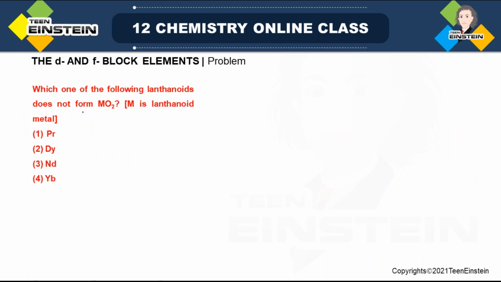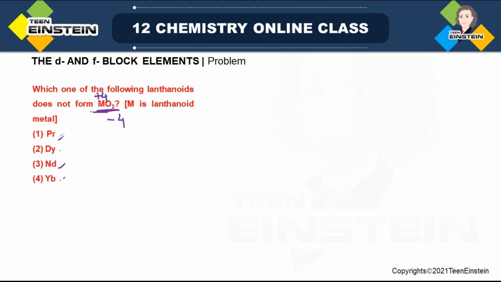Which one of the following lanthanoids does not form MO2, where M is lanthanide metal, as given in the question? Now for all these four options, you first have to find the oxidation state of this element M. It is actually the metal in this formula. 2 oxygen means 2 oxide, so total negative charge is -4, so total positive charge must be +4. So basically the question is asking which of the following lanthanoids does not form +4 oxidation state.